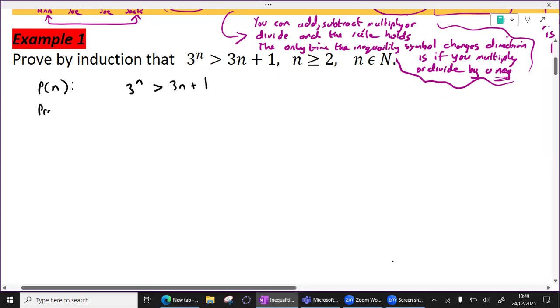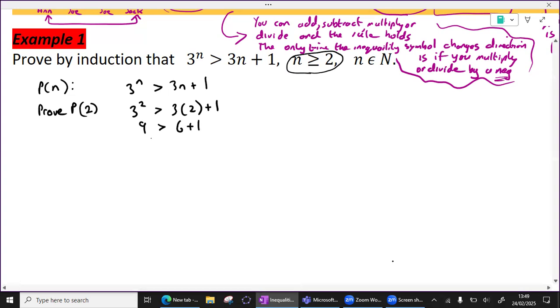We then do prove P of. Now, usually we use 1, but here we have a condition that we have to pay attention to. n is bigger than or equal to 2. So the lowest number I can pick is 2. So we fill 2 in and we make sure that this is true. So we get 9, 6 and 1 is 7. So we get 9 is bigger than 7. And that is, therefore, tick, that is true. So that's exactly what we wanted to happen.